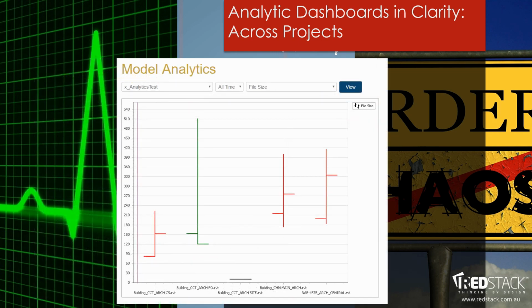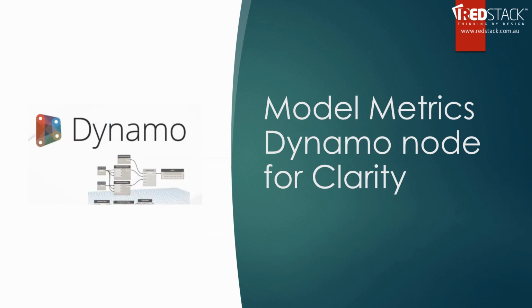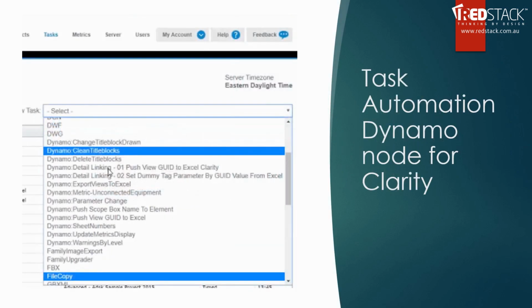Analytics, where we've got before and after, and where the file sizes have changed over time as well. So going into model metric for Clarity, which is an exciting innovation or improvement in Clarity. So what you can do is automate tasks now in Dynamo and bring them into Clarity. There's a Clarity node in Dynamo to automate tasks and produce metrics.